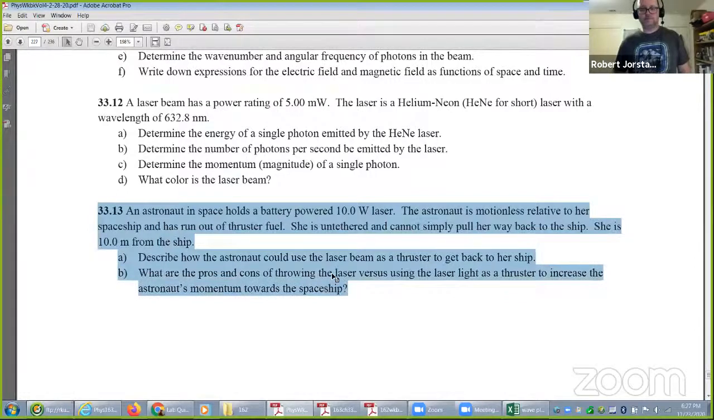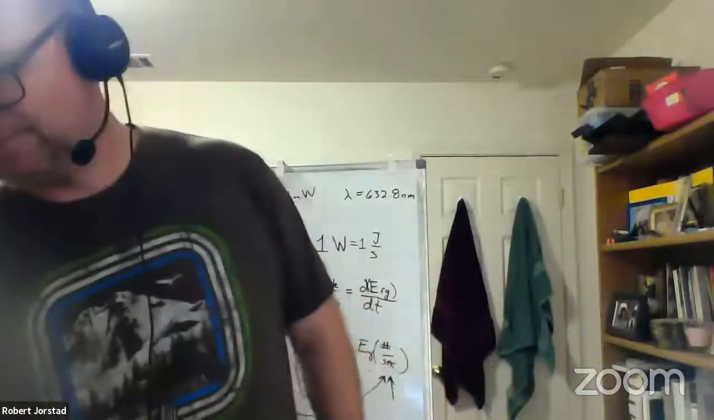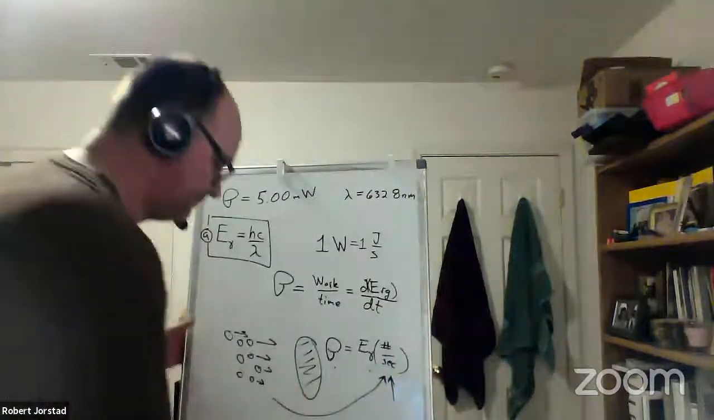Let's talk about this one. An astronaut in space holds a battery-powered 10-watt laser. The astronaut is motionless relative to her spaceship and has run out of thrust or fuel. She is untethered and cannot simply pull her way back to the ship. She is 10 meters from the ship. You could bet she is freaking out right now. Okay, how could she use the laser beam to get back to her ship? Describe the physics of it conceptually for me. I'll draw it up.